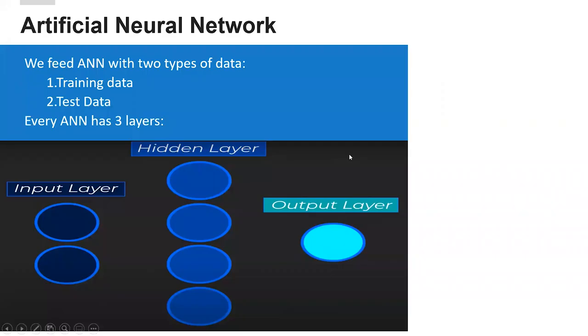Right. So an artificial neural network takes in two types of data: one is the training data and the other is the testing data, just as we have seen in machine learning algorithms. But an artificial neural network has three layers. One is the input layer, the second is the hidden layer, and the third is the output layer. We'll talk about each of these layers in the next slide.